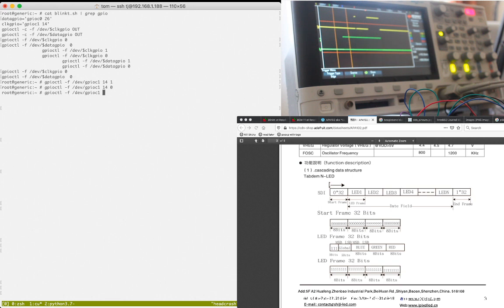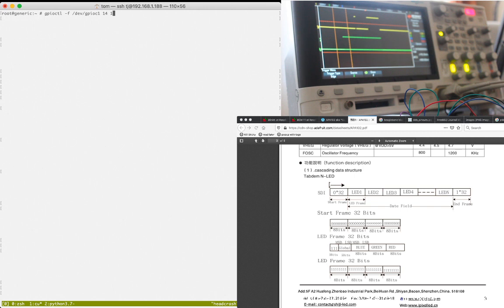Nothing happened. C0 and 26. Set this to 1. Nothing. Set this to 0. Nothing. Okay, so it is not just that the I/O is coming high and it's turning the LED on. And it happened again.